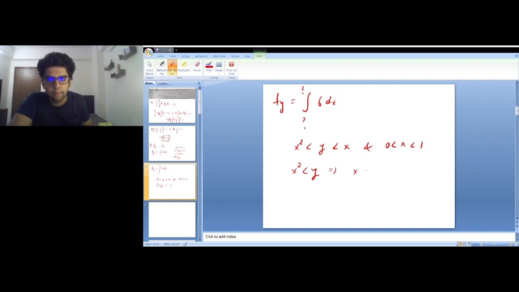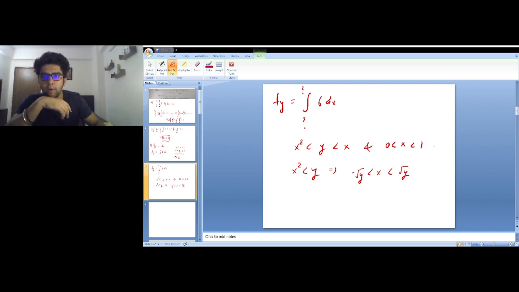x lies between, if I take the root sign, I'll be getting x lies between root y and minus root y, right? And we are also given that y is greater than x square, and any term which is greater than the square of another term will always be positive, right? So x square is always positive. We know that x square is always positive, and we know that x square is less than y. Therefore we can imply that y is greater than 0.